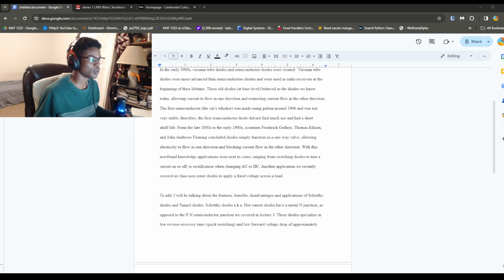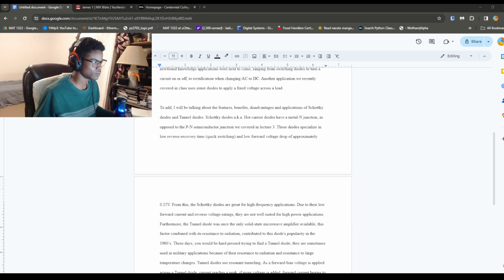Another application we recently covered in class uses Zener diodes to apply a fixed voltage across the load. To add, I'll be talking about the features, benefits, disadvantages, and applications of Schottky diodes and tunnel diodes.